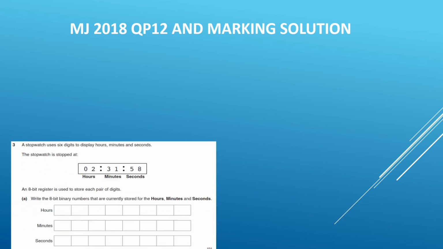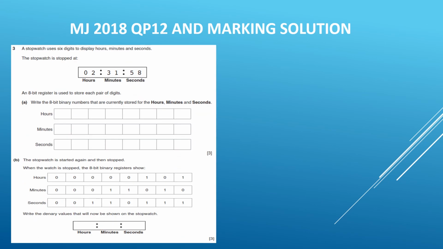Let's solve another example. This is question number 3 from question paper 2018. Question paper variant is 1-2. Question statement is: a stopwatch uses 6 digits to display hours, minutes, and seconds. The stopwatch is stopped at 2 hours 31 minutes and 58 seconds. An 8-bit register is used to store each pair of digits. So A part is: write the 8-bit binary numbers that are currently stored for the hours, minutes, and seconds.